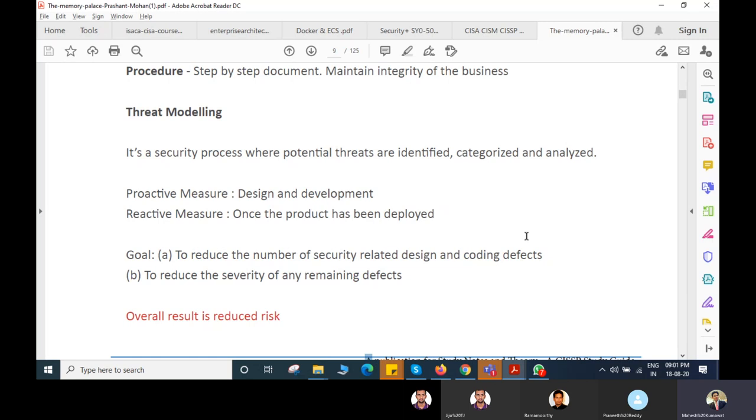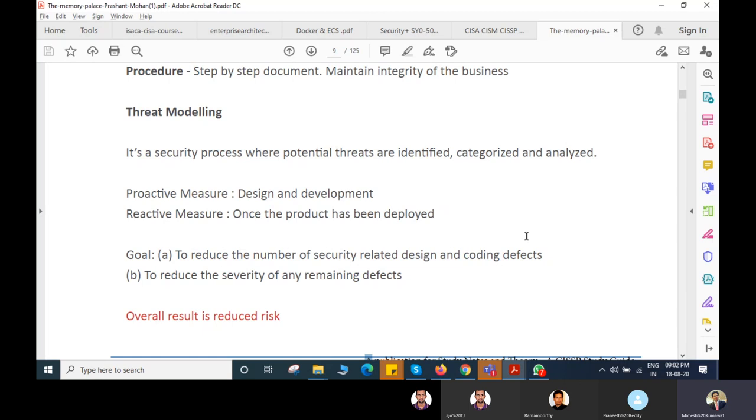In threat modeling, we have proactive measures and reactive measures. The reactive measures apply once the product has been deployed, and the proactive measures are design and development. You need to create a design with redundant networks, so if one ISP goes down, another one will pick up. If one router or firewall goes down, another comes into the picture. If one switch goes down, another comes into the picture at the same time. These proactive and reactive measures are two things you need to work on together.